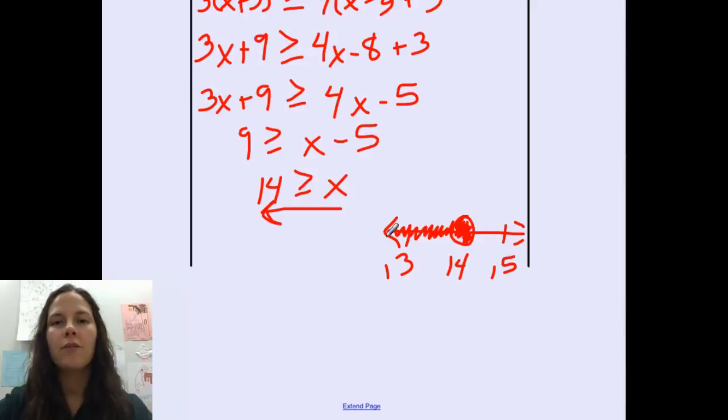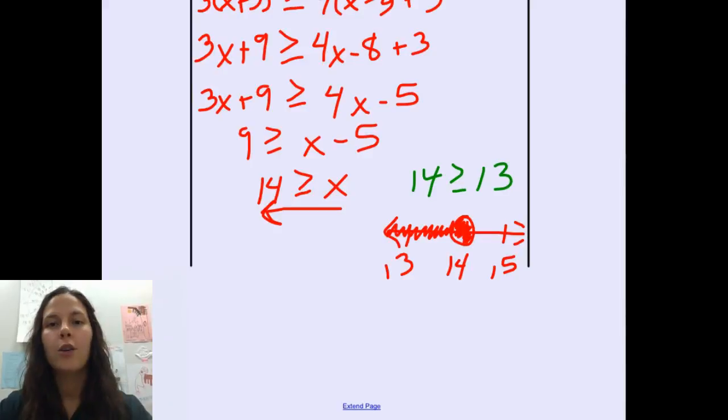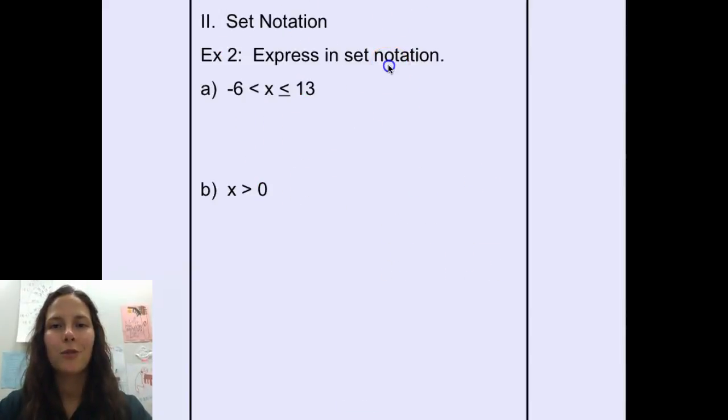If you're ever wondering if you shaded the correct side of your inequality, grab a value and substitute it in for x. So we shaded 13. Is 14 greater than or equal to 13? That makes the inequality true, so we shaded to the correct side. Next, we're going to learn set notation.